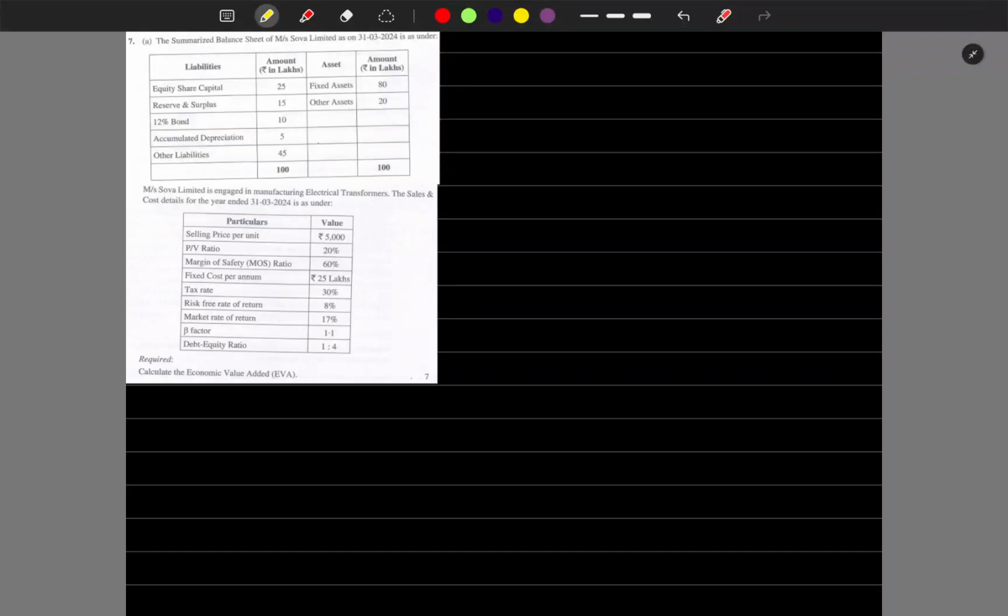Hey guys, welcome back. Today we are going to solve one problem from the cost accounting EVA chapter. This problem is from the management accounting EVA chapter, from the June 24 attempt. Let me give a little intro about the EVA and directly we'll proceed with the problem.